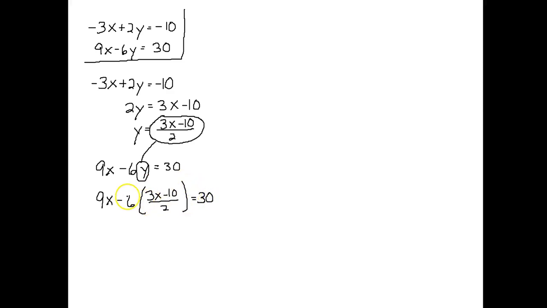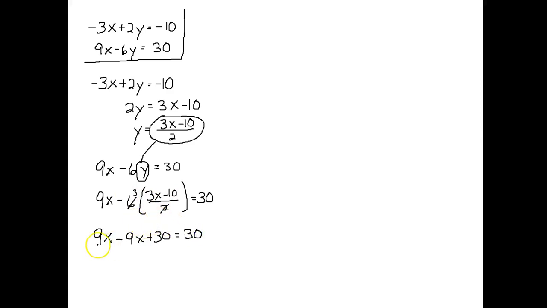Okay, let's see what happens. Let's see, 6 and 2 reduce right here down to 3. So really I have a 3 to distribute. Minus 3 times 3x is minus 9x. Minus 3 times minus 10 is plus 30.